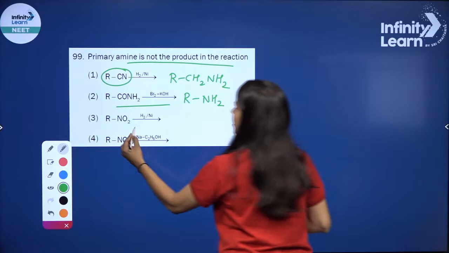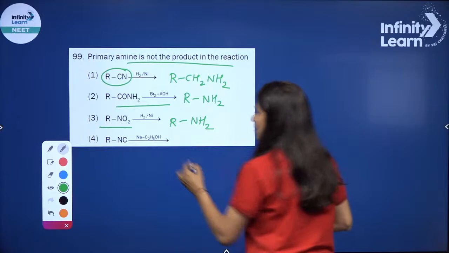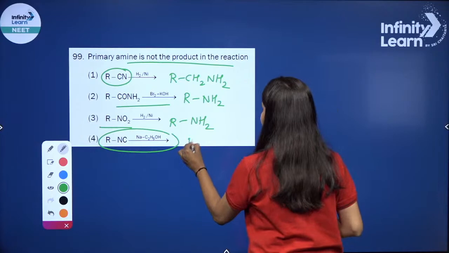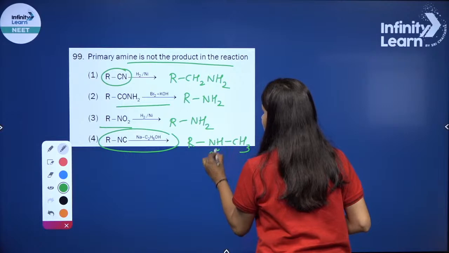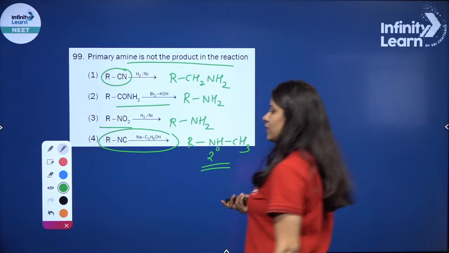Next, in the reduction of nitroamine, I am getting RNH2. This is also a primary amine. But when I am doing the reduction of what? Isocyanide, I am getting a secondary amine. So this will be RNHCH3. So our answer is option 4th. Yes guys, yes you are right.